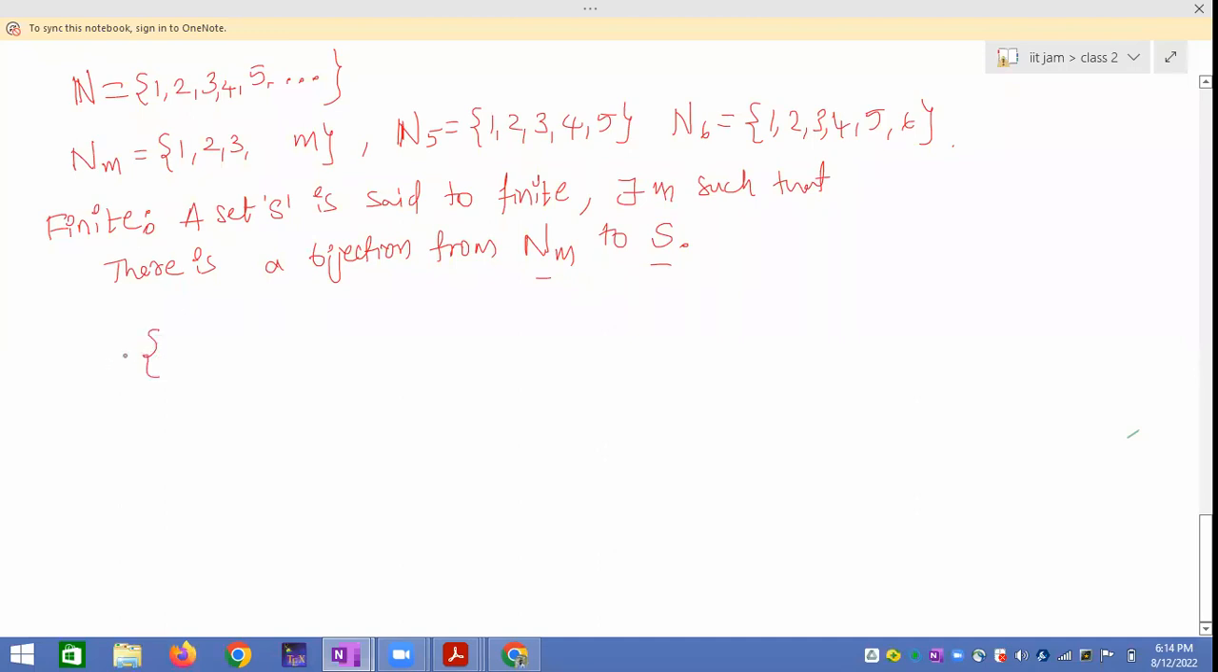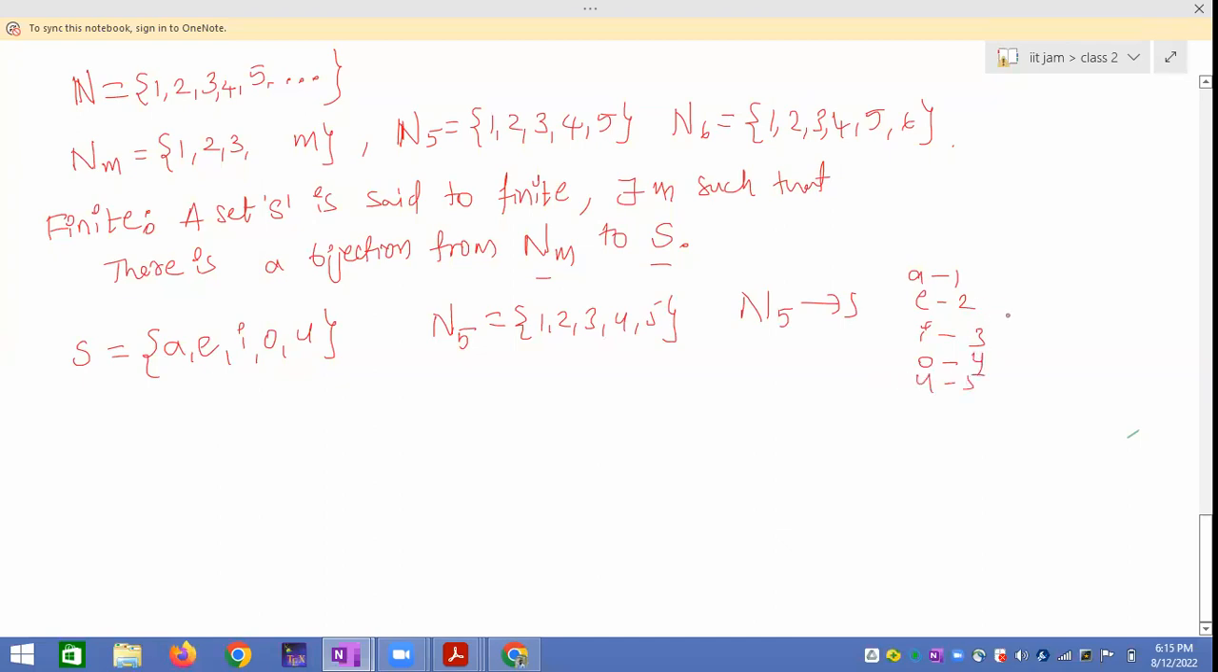Now you can see this is the set of all vowels: a, e, i, o, u. This is a finite set. Why is it a finite set? If you take m equal to 5, N_5 is 1, 2, 3, 4, 5. From N_5 to S, we have a bijection. We can map 1 to a, 2 to e, 3 to i, 4 to o, and 5 to u. This is the bijection function. Then we can say S is a finite set. A set which contains finite elements is a finite set.